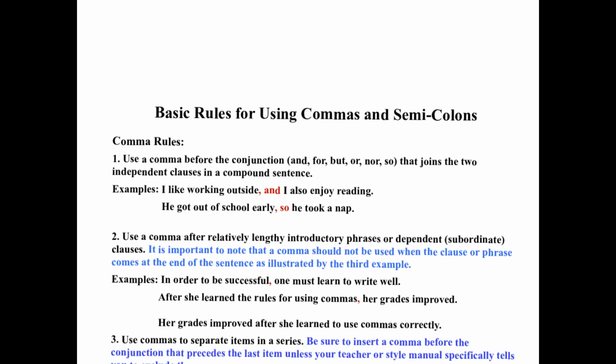We're talking about basic rules for using commas and semicolons. Use this as a resource.